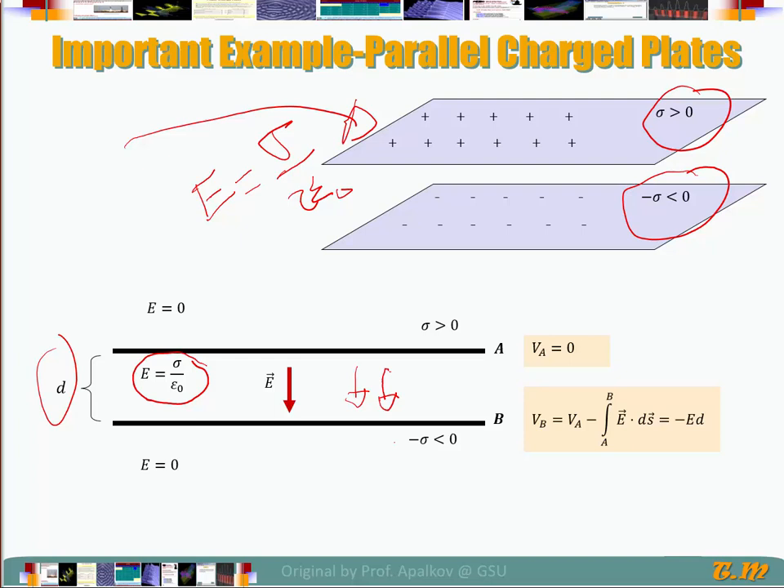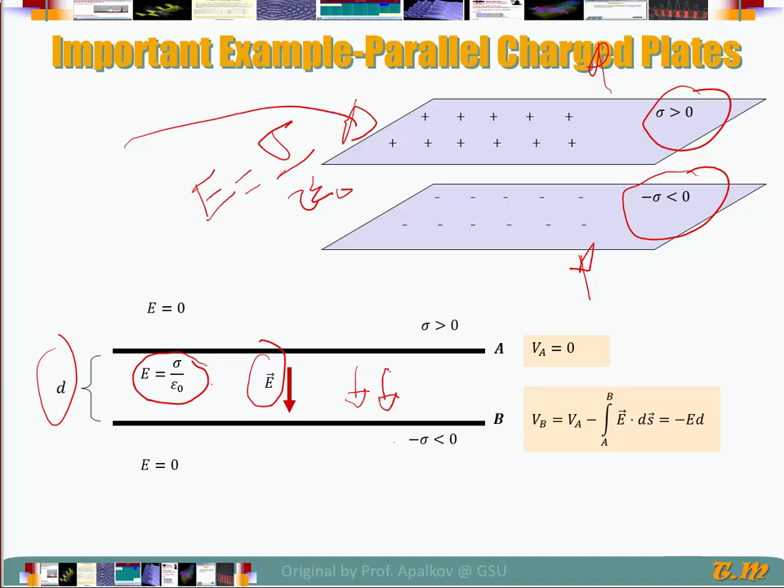Remember, electrical field points towards negative and away from positive. So in here we have sigma over 2 epsilon 0 plus sigma over 2 epsilon 0. That's why it is sigma over epsilon 0. That's the overall electrical field due to both plates, and it's going to be constant throughout that surface between the plates.